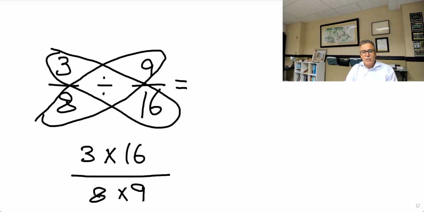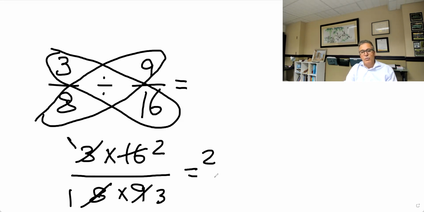Because when they are small numbers like this, I could see now the 8 goes into itself once and goes into 16 twice. 3 goes into itself once, it goes into 9 3 times. Now we have 1 times 2 is 2, and 1 times 3 is 3.